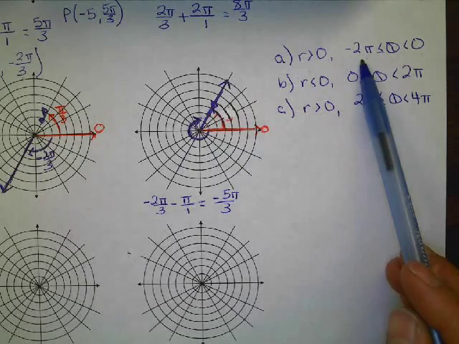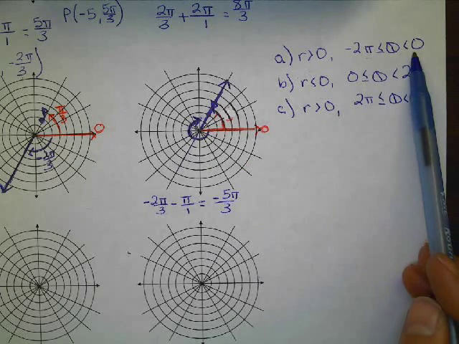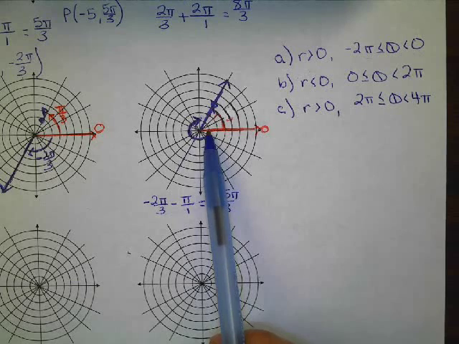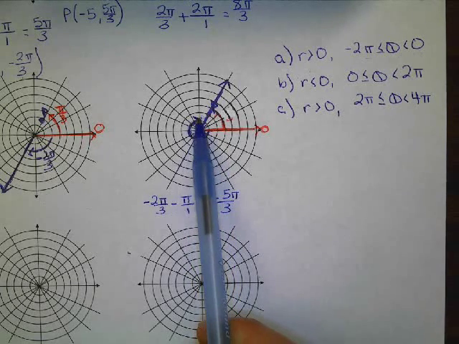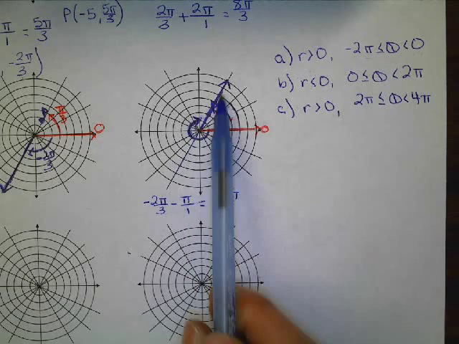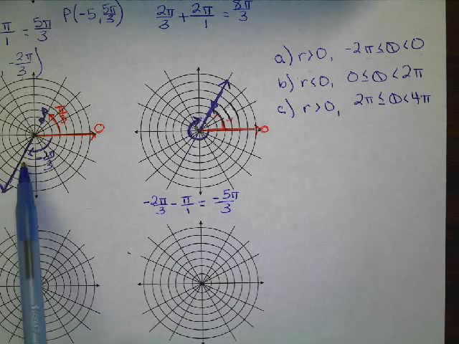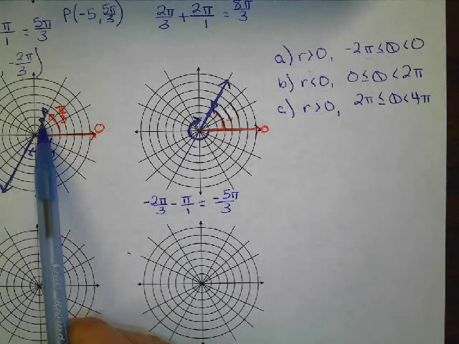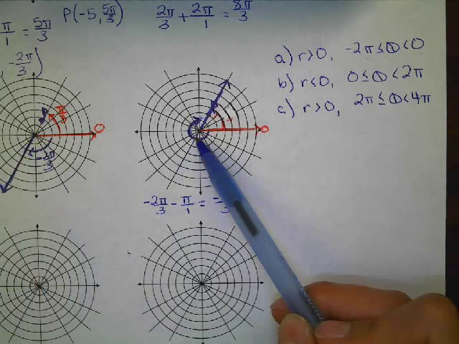Now the angle criteria is between negative 2 pi and 0. So that means I have to go from the pole in the negative direction, so I have to go clockwise around this way to get to this line right here. So I just took negative 2 pi over 3 from my original. All I did was flip around half a circle. If you look from your original here up to this point is half a circle.